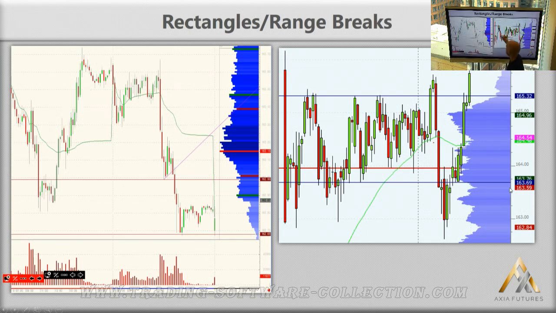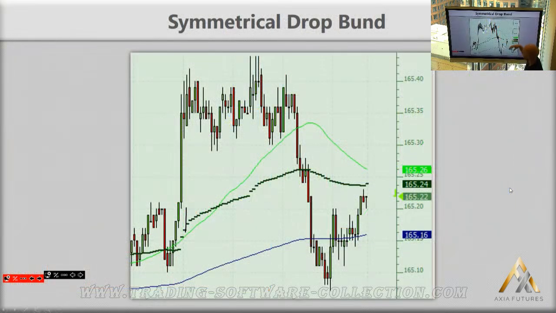All right, last couple. This is something that perhaps you don't always see, a move away from the standard thing, and it is a bit of a range break type situation again. I think it works quite well in the Bund, but equally well in most other markets. It's just that the Bund's where I noticed it first. What I call a symmetrical drop.